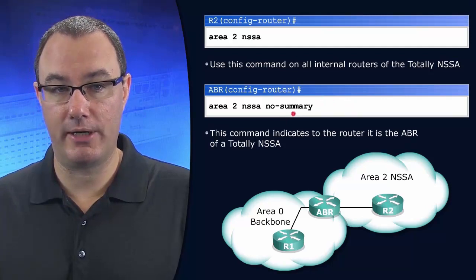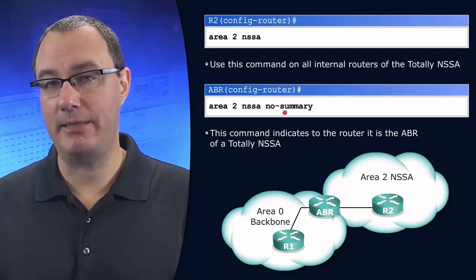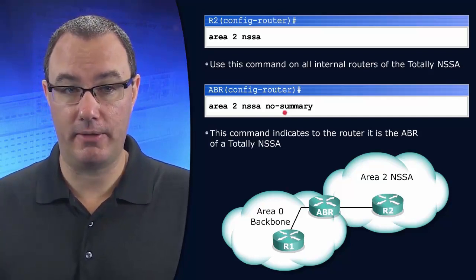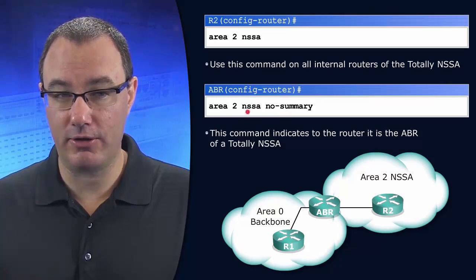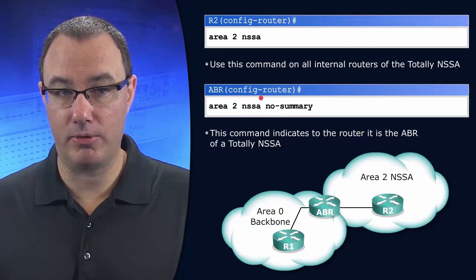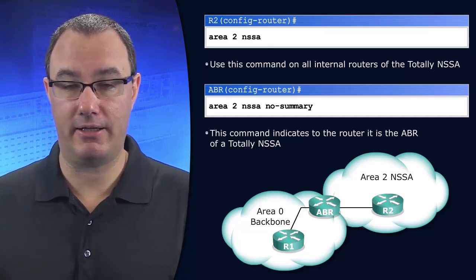On the area border router, we do no summary, which is great because that's the same argument we would do on a classic totally stubby area. So really the only difference here is stub. The only difference on both internal routers and the area border routers is stub. Stub turns into NSSA.